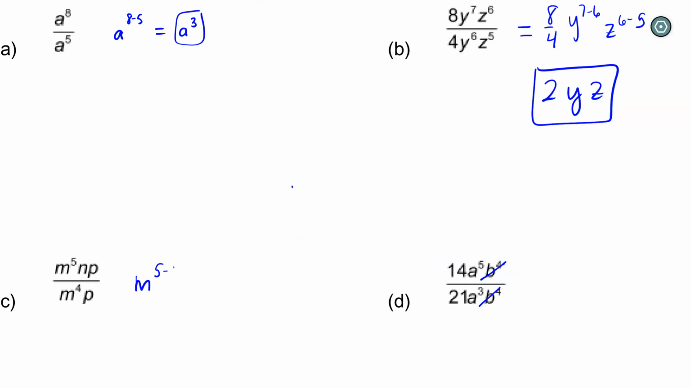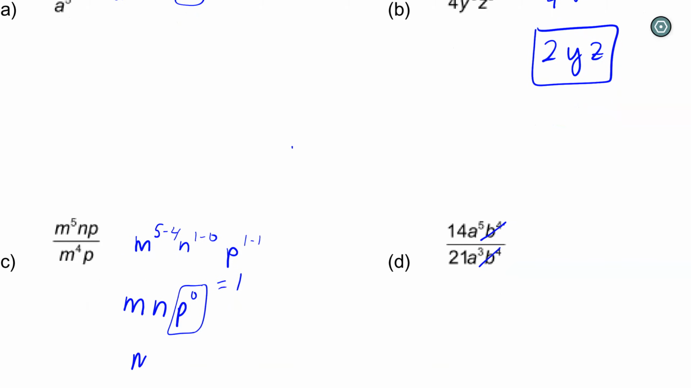Yeah, because if you do, I guess I could just do this one right now. M to the 5 minus 4, N to the 1 minus 0, P to the 1 minus 1. So you get M, N, P to the 0. Well, P to the 0 is just equal to 1. So you just get MN. Anything to the 0 power is 1. Except 0 to the 0. That's a very, very special case.